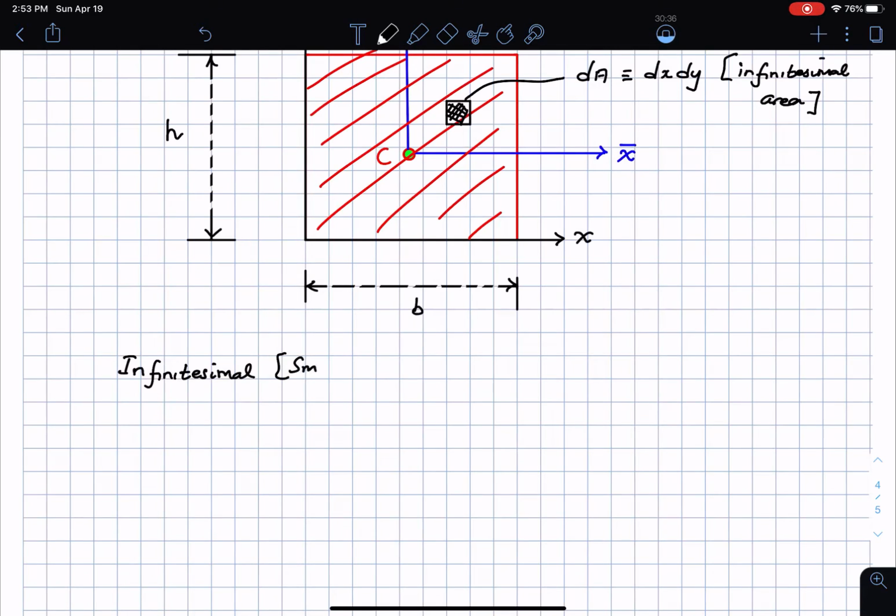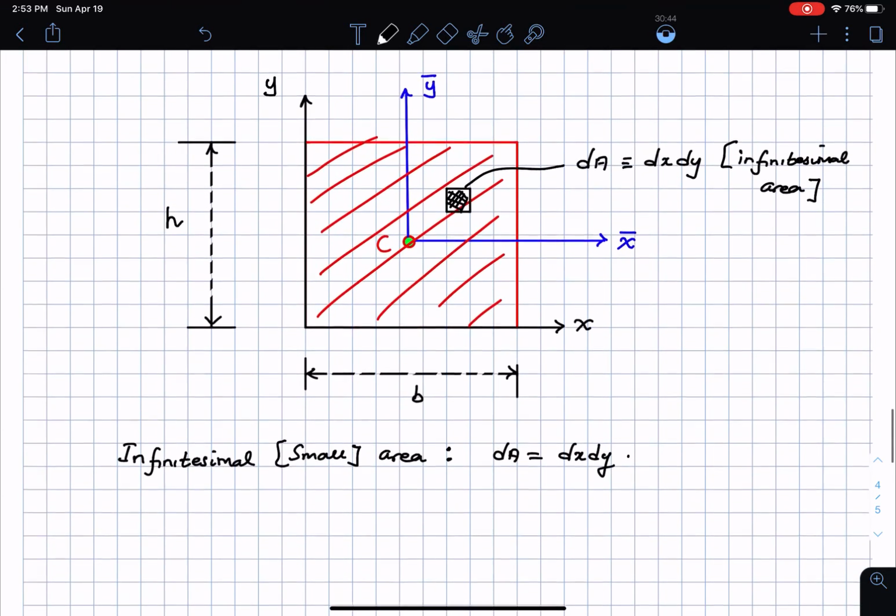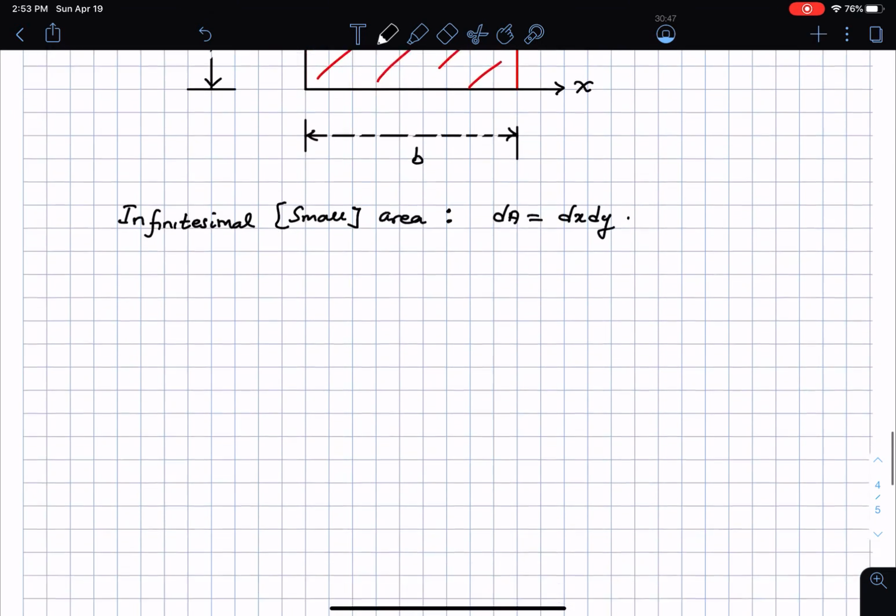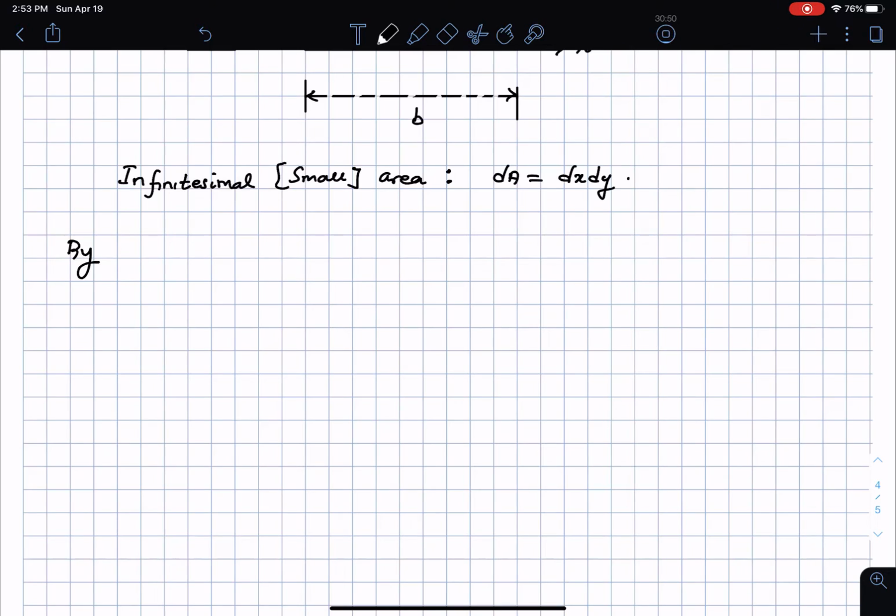Infinitesimal meaning small, area, which is dA, is going to be dx times dy, and then I'm going to make use of the definition of the moment of inertia about x bar and y bar. By definition, I can say that I x bar is the area integral y square dA, which tells me that I x bar is going to be a double integral. dA is going to be dx times dy, so this is going to be y square dx times dy.